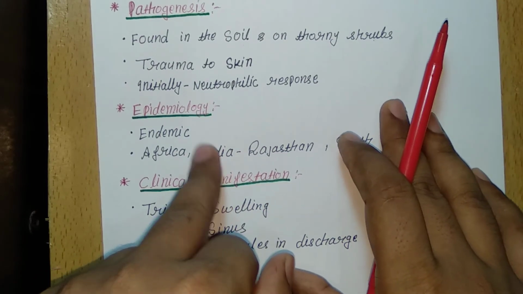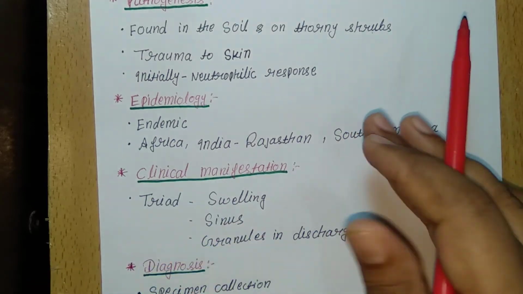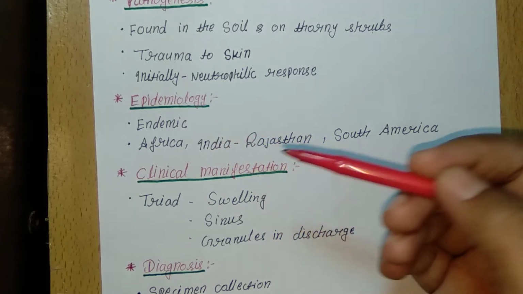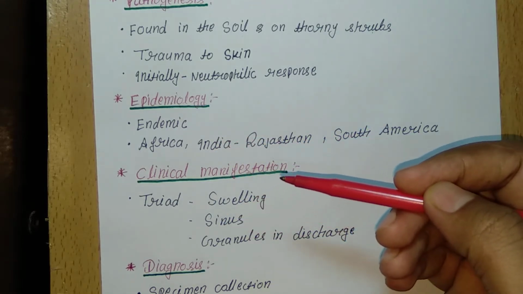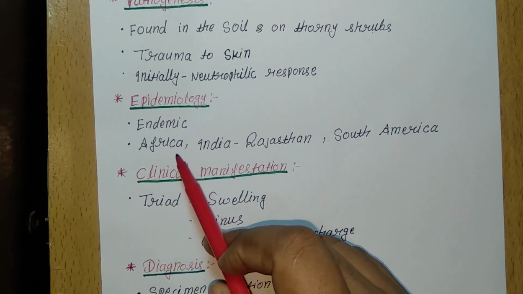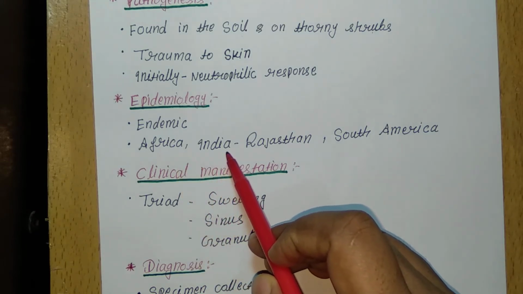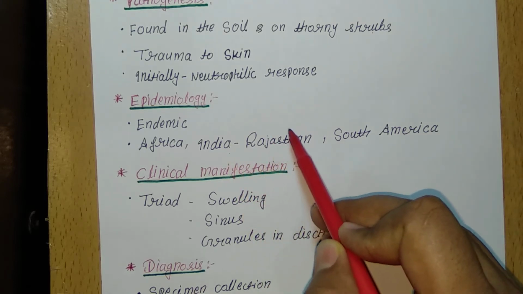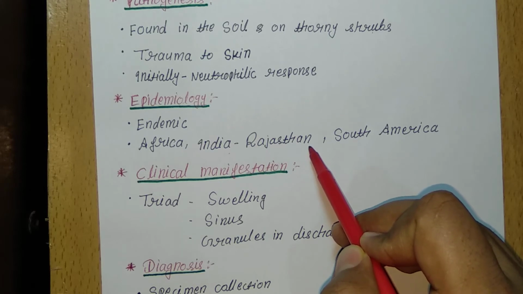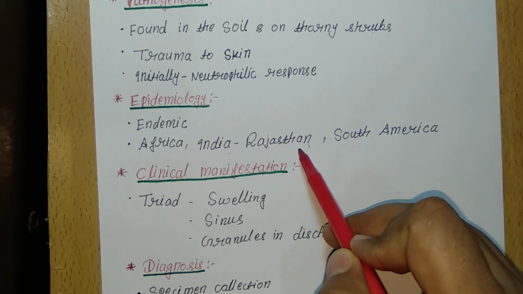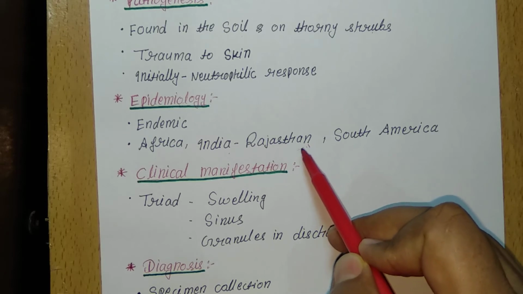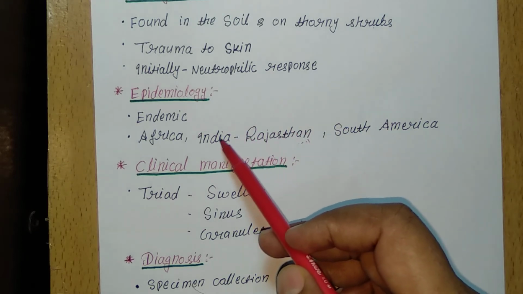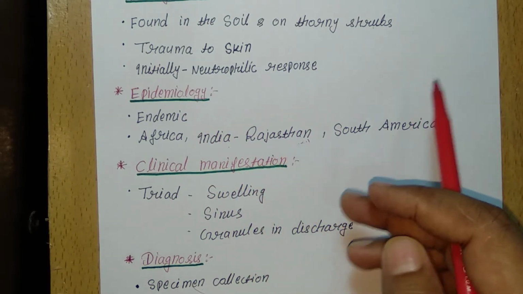So guys, what is the epidemiology of mycetoma? Mycetoma is an endemic disease, and it mostly occurs in Africa and India, and in India it mostly occurs in Rajasthan. These infections most commonly occur in Rajasthan, and it also occurs in South America. So guys, this is the epidemiology of mycetoma.